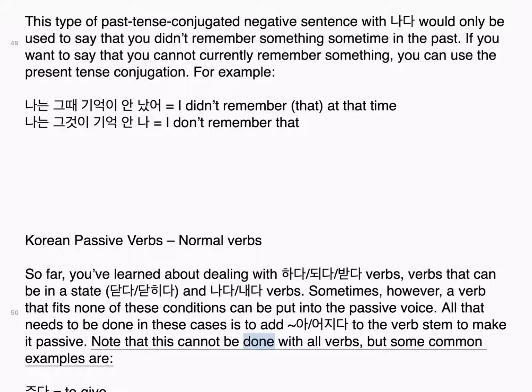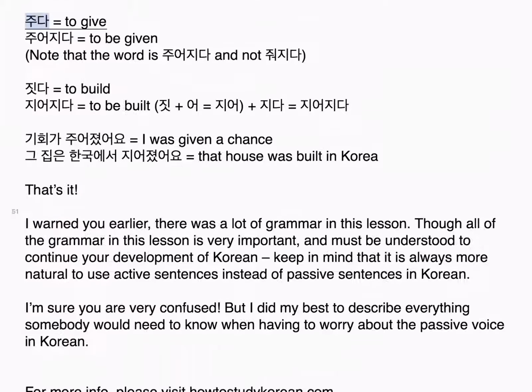Note that this cannot be done with all verbs, but some common examples are 주다, to give, 주어지다, to be given. Note that the word is 주어지다. 짓다, to build, 지어지다, to be built. 짓 plus 어, 지어, plus 지다, 지어지다. 기회가 주어졌어요. I was given a chance. 그 집은 한국에서 지어졌어요. That house was built in Korea.